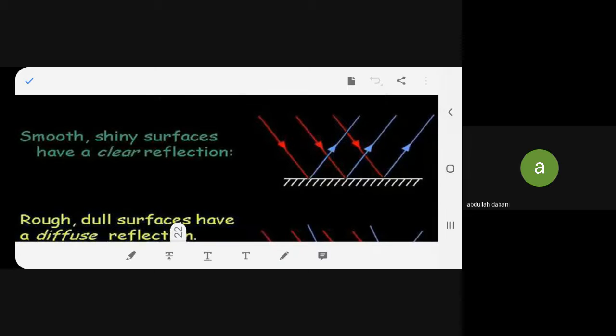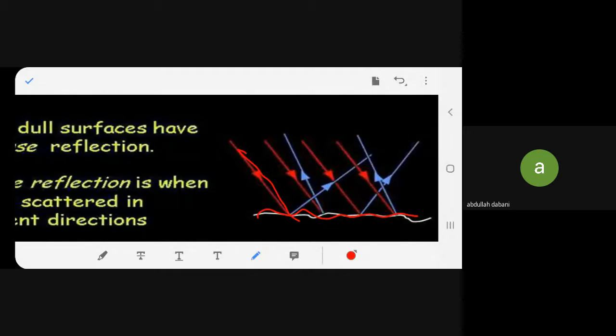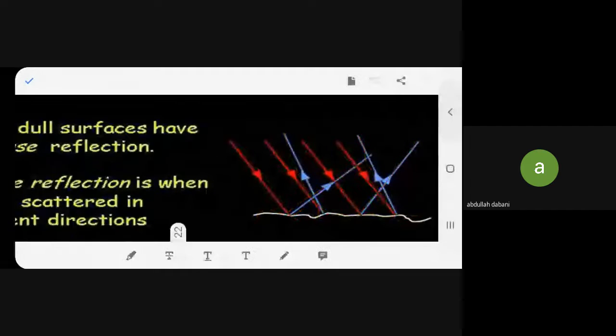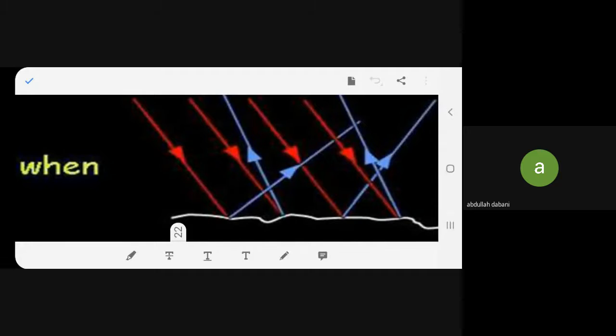Whereas, you see over here, it is uneven. Can you see this? So the incident ray is falling parallel, but the reflected ray is going here, one is going there, not uniform but non-uniform. So this gives you a dull reflection. You understood? Can you see the difference, beta? Yes. So this is what? Diffuse reflection. Non-uniform or diffuse reflection. Okay?